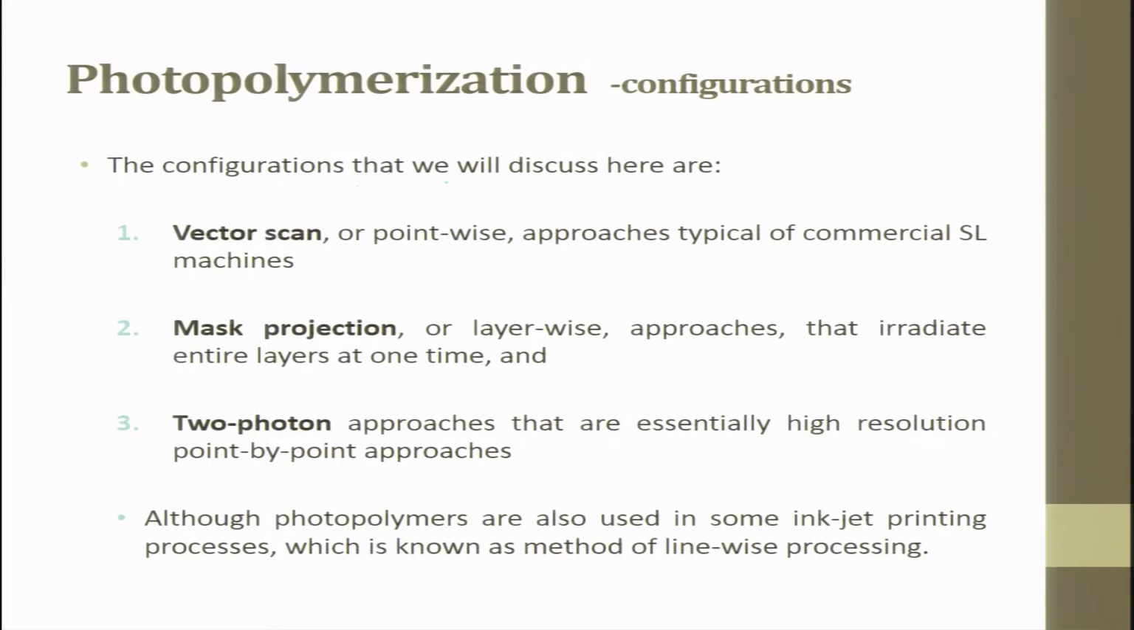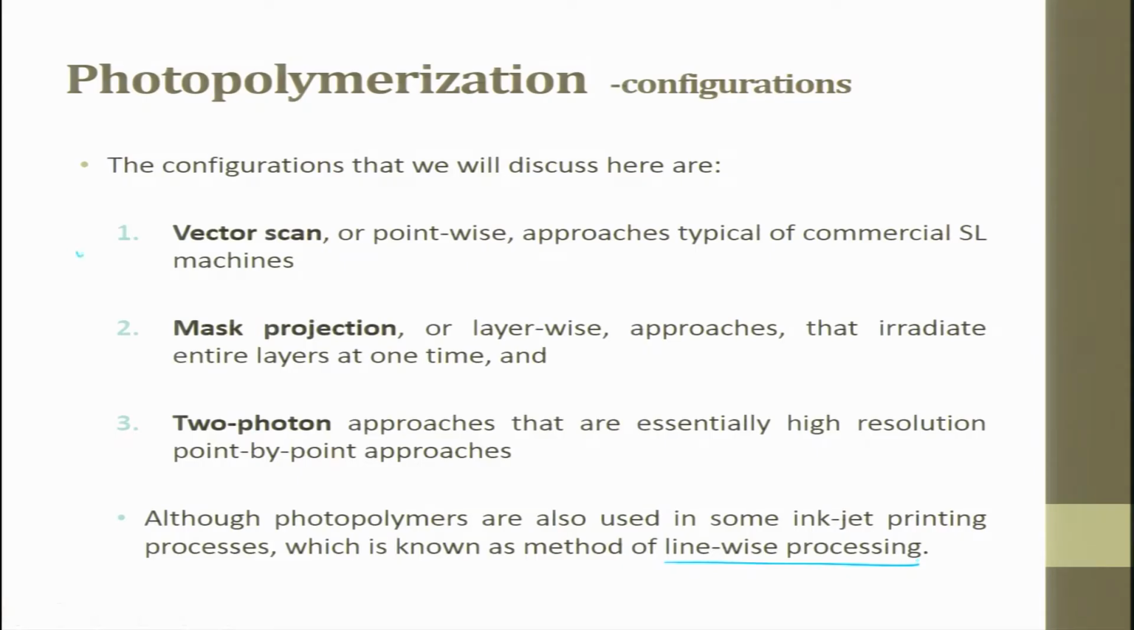The configurations that we will discuss here are vector scan or point-wise approaches, typical of commercial SL machines, and mask projection or layer-wise approaches that irradiate an entire layer at one time. We will see the two-photon approach, which is essentially a high resolution point by point approach. Although photopolymers are also used in some inkjet printing processes, which is known as the method of line-wise processing.